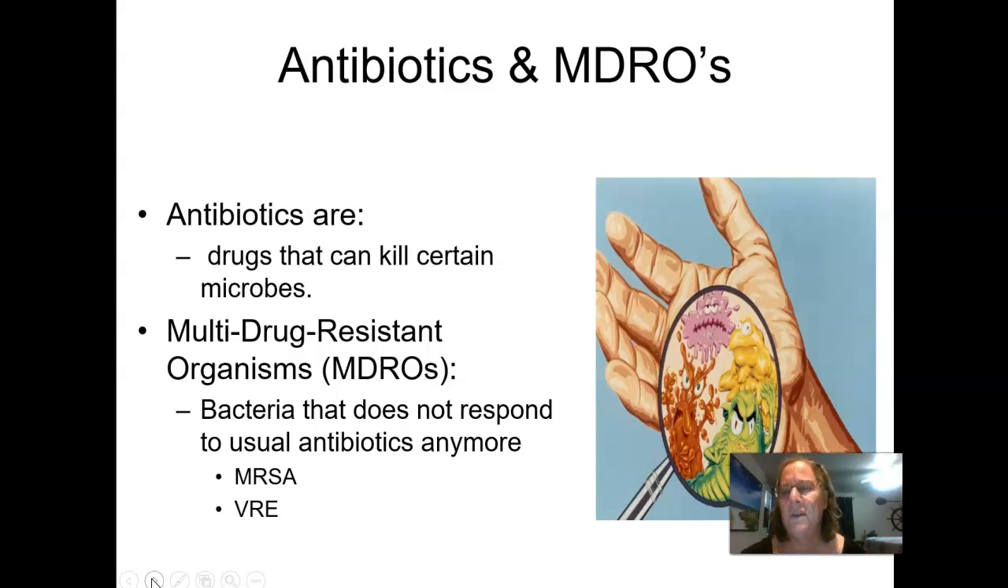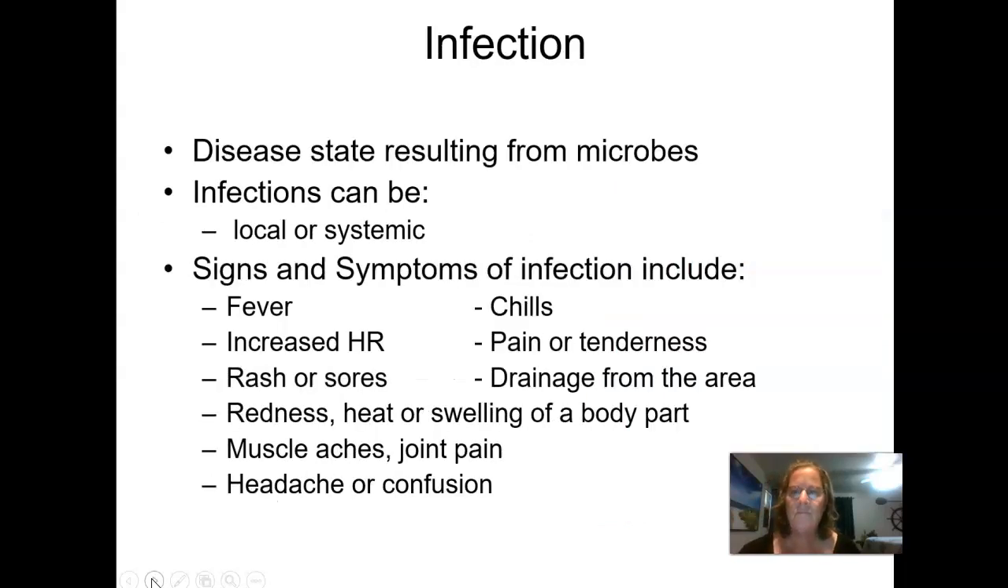But if you don't kill off all the organism, it can mutate, it can change, and then we start getting these drug-resistant organisms. So when we're talking about someone getting an infection, we're talking about a disease state that's resulting from microbes. So infections, harmful microbes. So infections can be local or systemic.